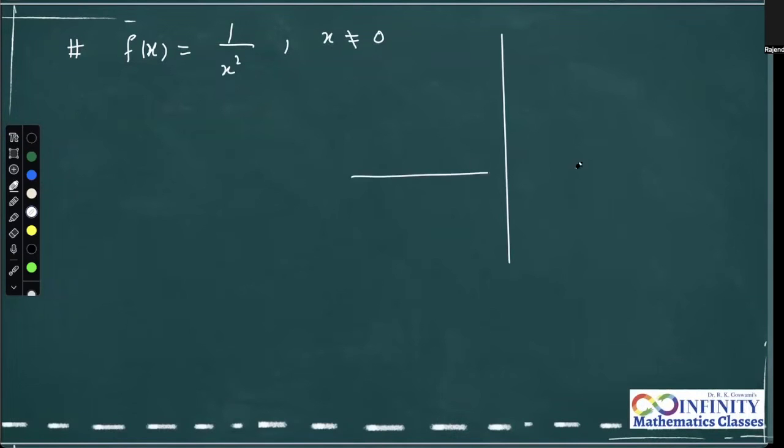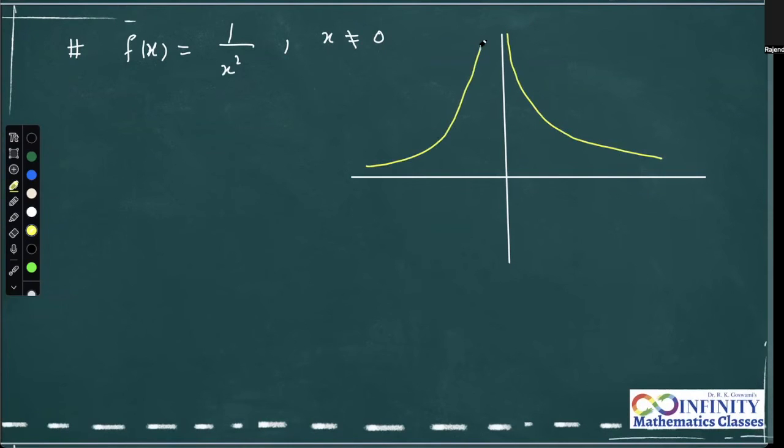So what I'm asking you, you just look at the graph again. Now you need to approach towards x tends to 0. I should actually move this.